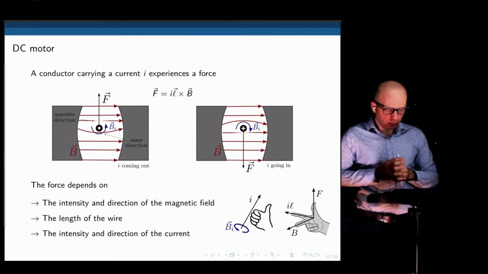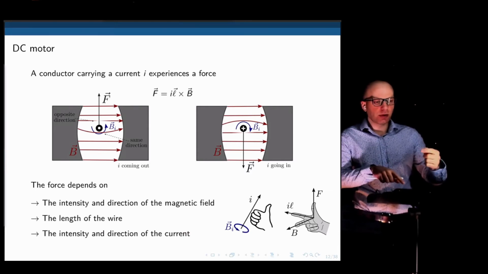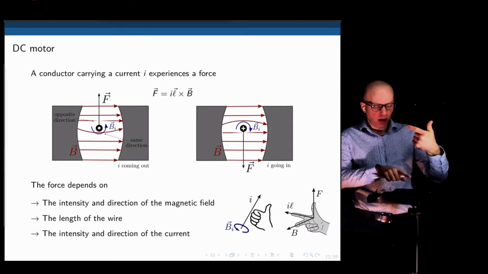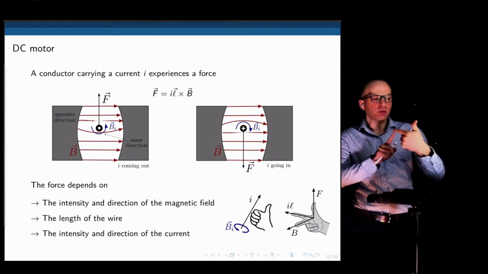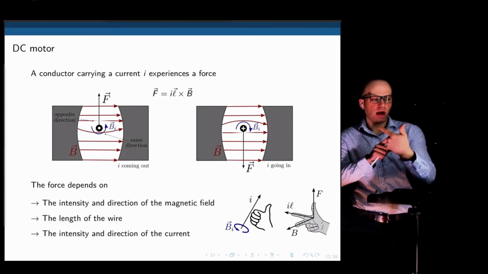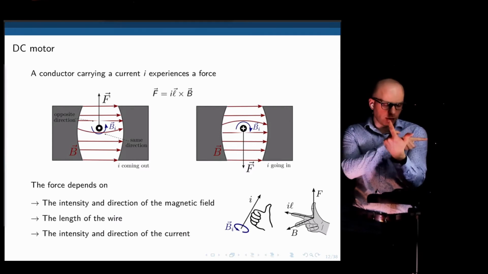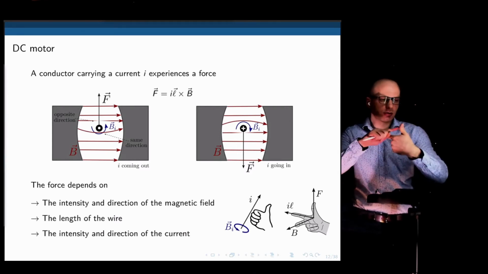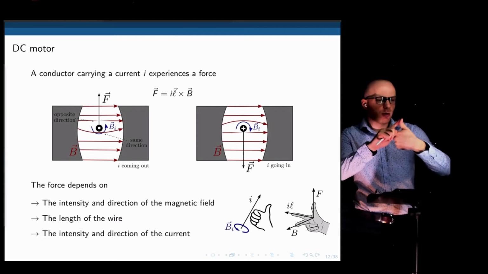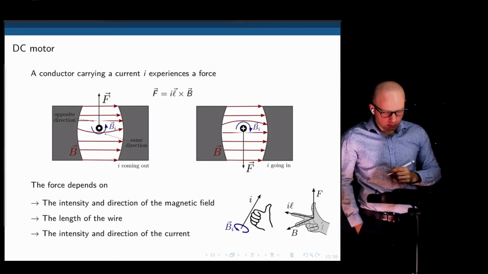According to the right-hand rule here, if the current in this arrangement is coming out, so the current points towards me, and we have a magnetic field pointing towards the right, the force, according to the right-hand rule, will be pointing up. How can we explain that?